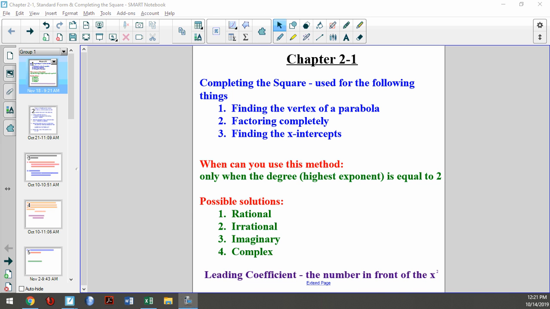I'd like your attention, please. Let's go ahead and start. We're going to be doing completing the square. My time. My time. Thank you.